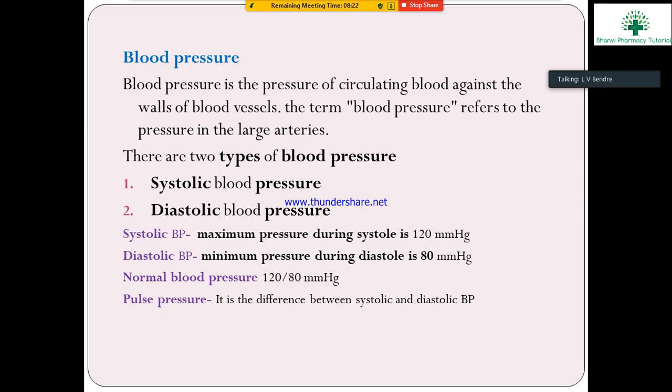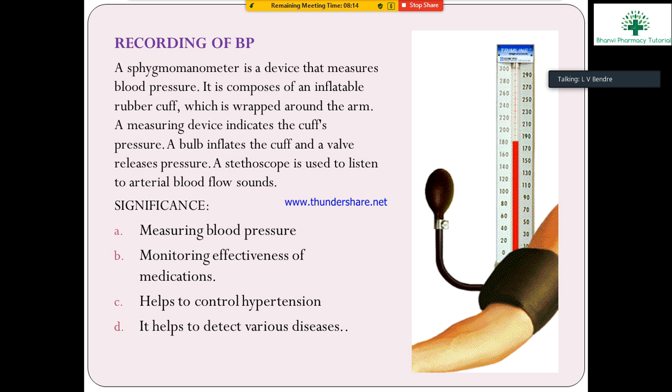Next, pulse pressure. Pulse pressure is the difference between systolic and diastolic BP. How to record the BP? You see the diagram of how to monitor the blood pressure. We use the sphygmomanometer, the device that measures blood pressure. It is also commonly known as a BP apparatus. Sphygmomanometer is the specific name of the device.